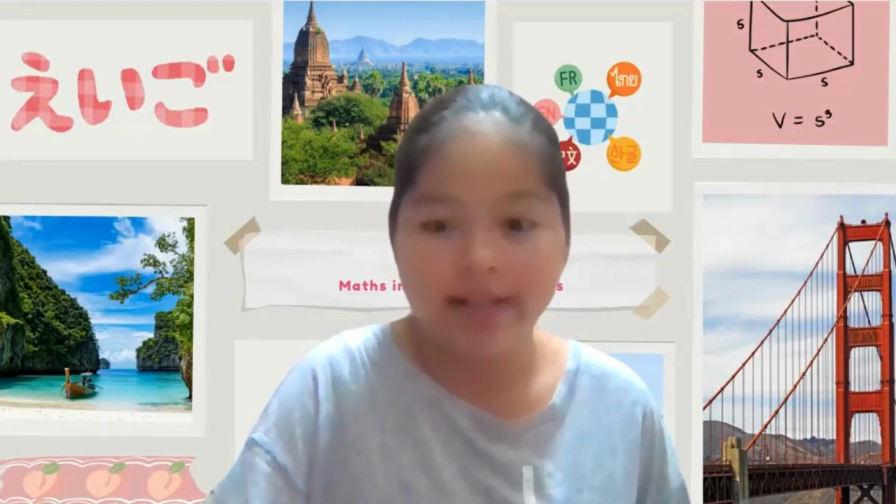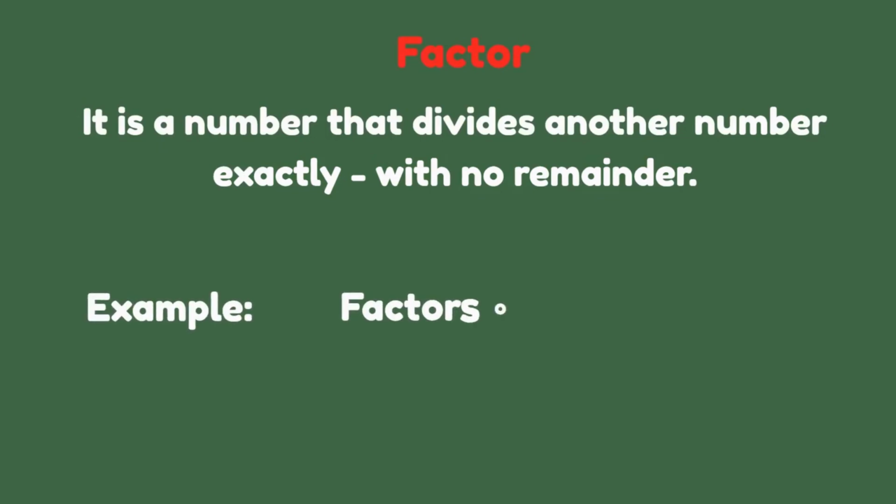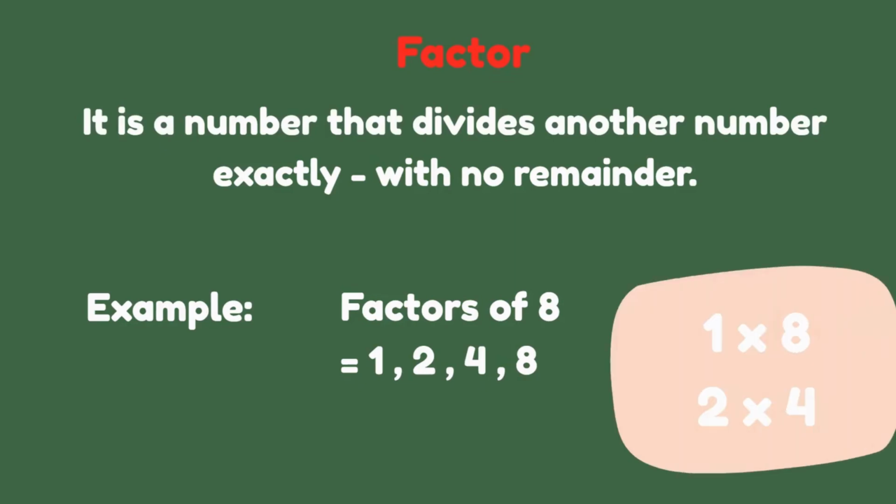Let's get into it. Before we talk about greatest common factors, we need to know what a factor is. A factor is a number that divides another number exactly with no remainder. For example, factors of 8 are 1, 2, 4, and 8, because 1 times 8 and 2 times 4 give 8. Now, let's talk about greatest common factor, also known as GCF.